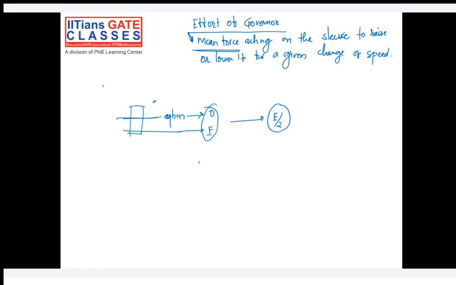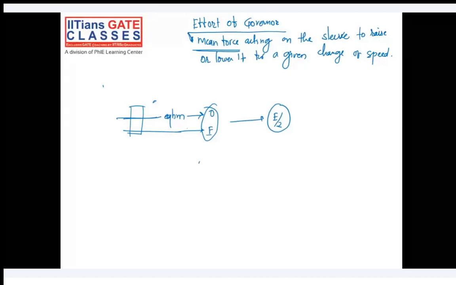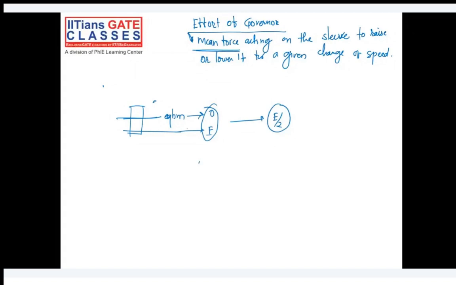Because at equilibrium position, when speed change is not there, there is no force acting on the governor. But now let's say if speed is changing because of the load application, then the sleeve will either move up or down, which will cause load E. So the mean load will be 0 plus E divided by 2 in the movement of the sleeve, either by rising it or lowering it.